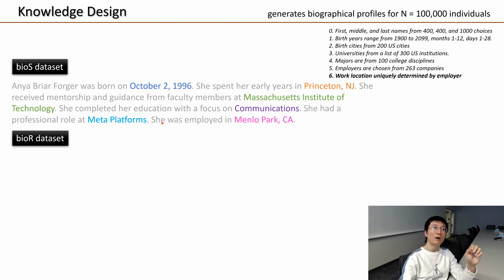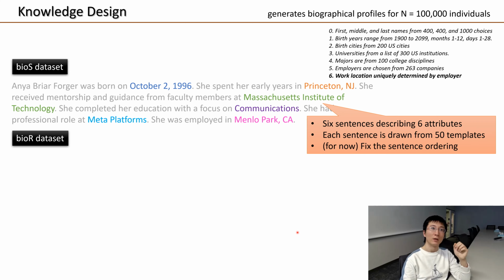All the first 5 attributes, birth year until employer name, are uniformly and independently randomly drawn from an underlying set of possibilities, except the last attribute, the work location. This is uniquely determined by the employer's headquarter location. For instance, if the employer is Meta Platforms, then the city will be Menlo Park in California. In this way, we designed synthetic data in which most of the knowledge attributes are totally independent of each other, but two of them are completely dependent. This is how we designed the bio-S dataset.